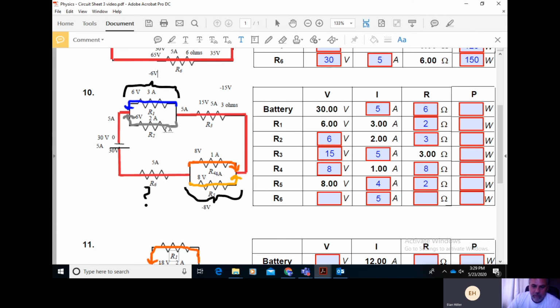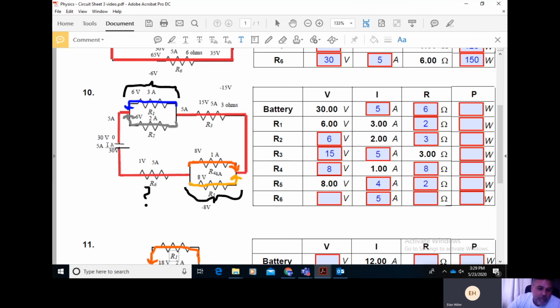So we were at 7. 30 minus 8 is 22, minus 15 is 7. Minus 6 is 1 volt. Well, we're supposed to be down to 0. So what does that mean for R6? R6 has 1 volt of potential difference across it.